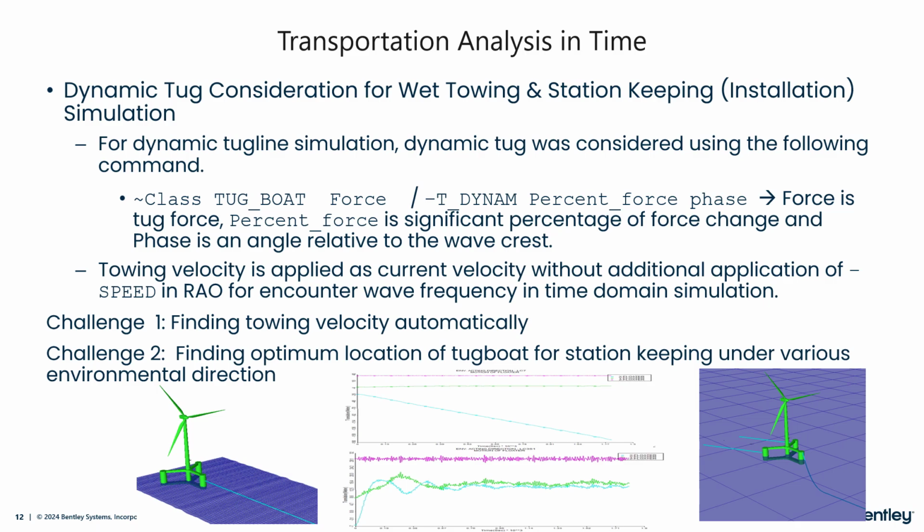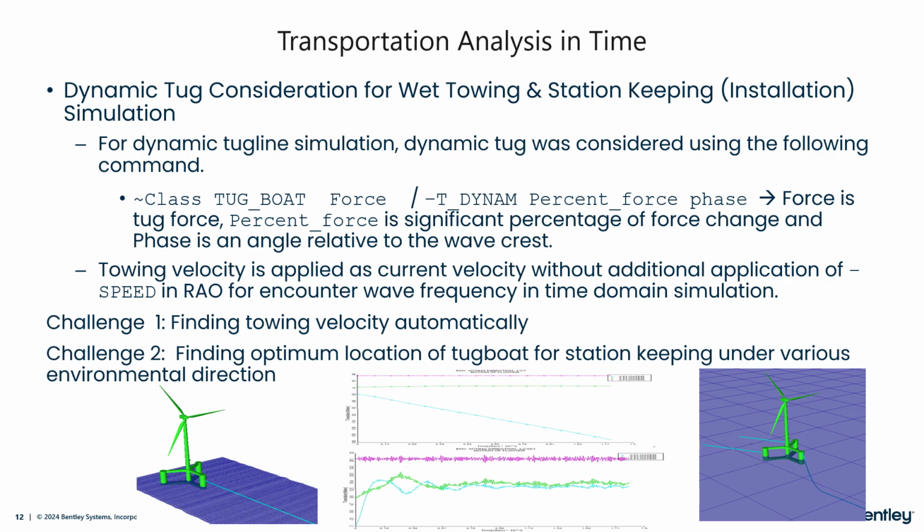For forward speed, we can include it as a forward velocity in time, and in the frequency domain, we use the minus speed option when calculating the RAO. This adjusts the encounter frequencies of the waves during the RAO computation.